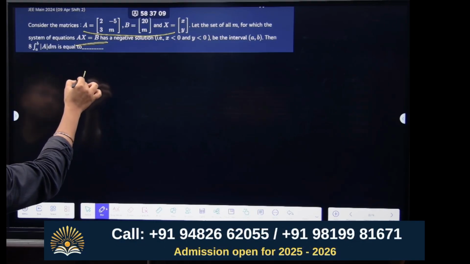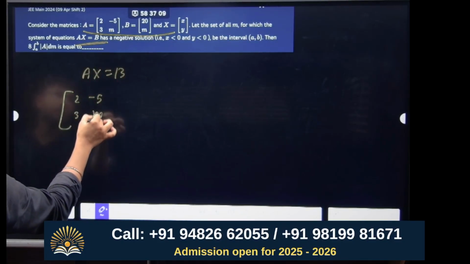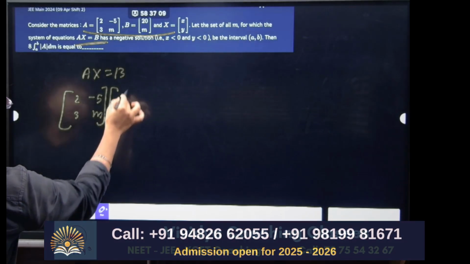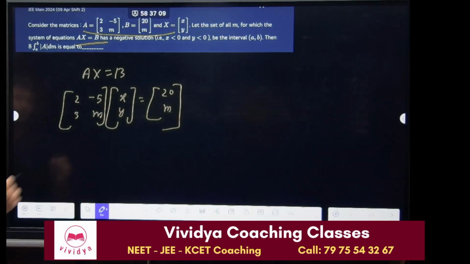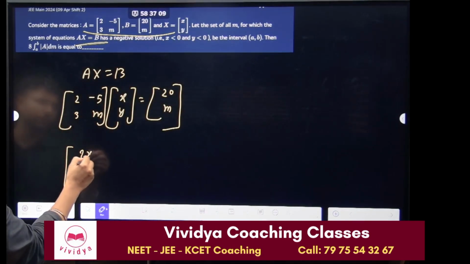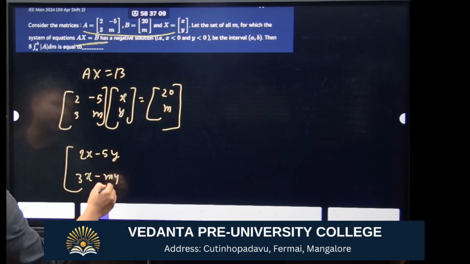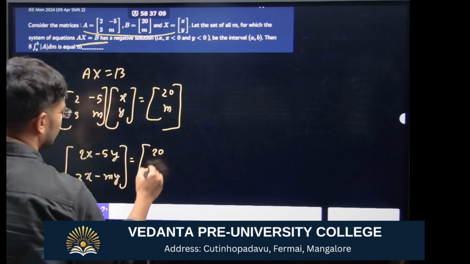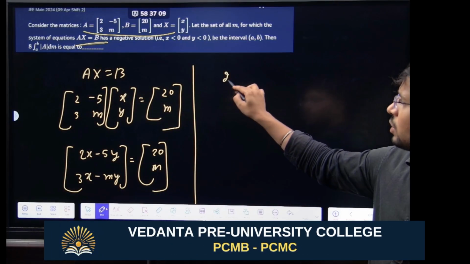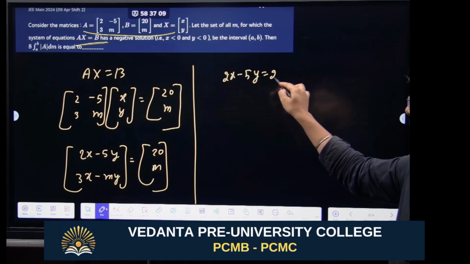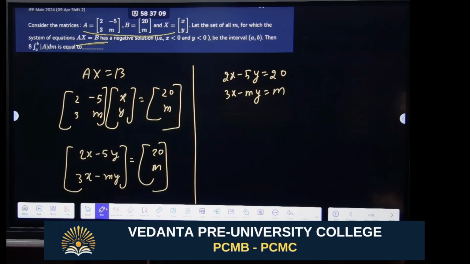Since given AX = B, what is A? A is [2, -5; 3, m], X is [x; y], and that is equal to B, [20; m]. Solve it. If I'm solving, 2x minus 5y will be the first element and 3x plus my will be the second element, and that should be equal to [20; m]. Two matrices are same, their corresponding elements will be same. So 3x plus my will be m. Now find the value of x and y.